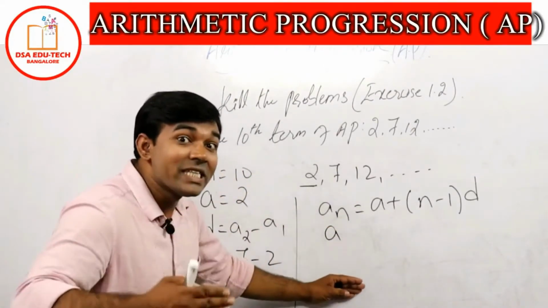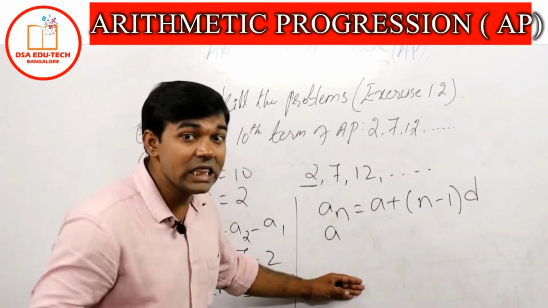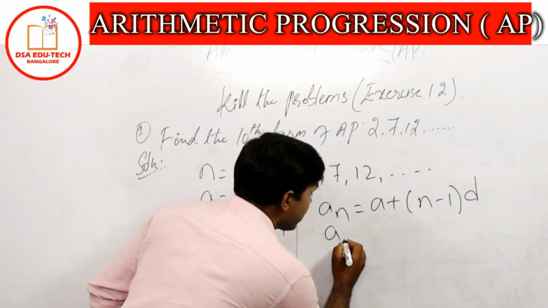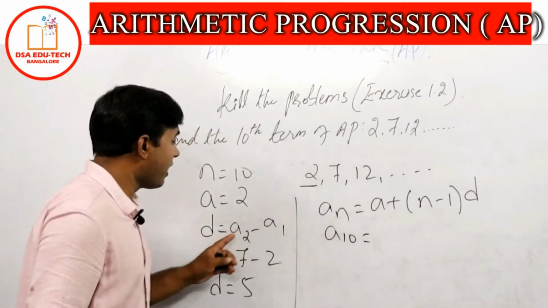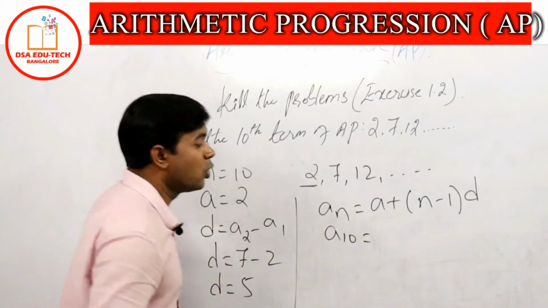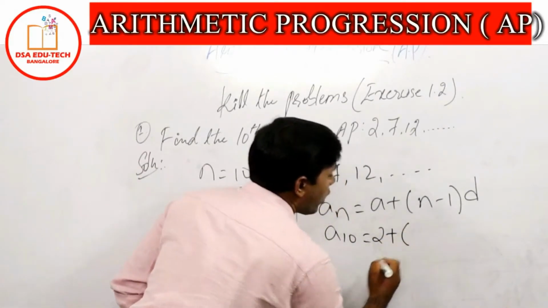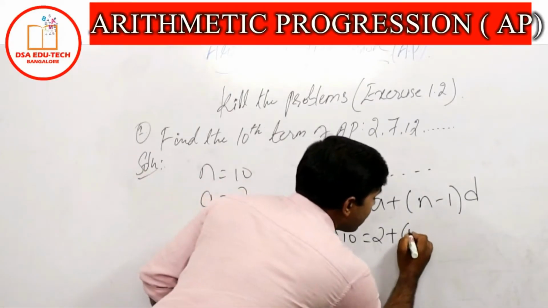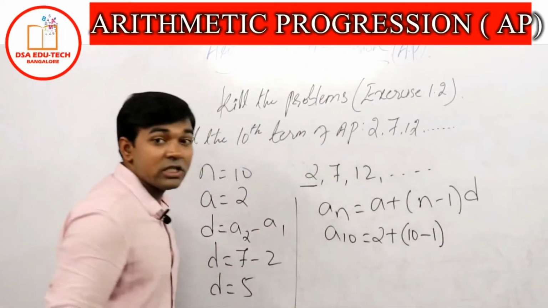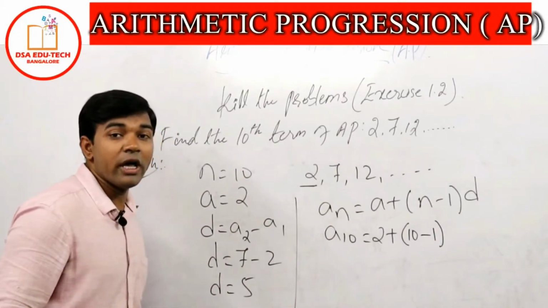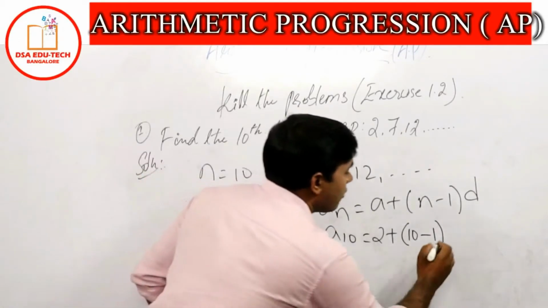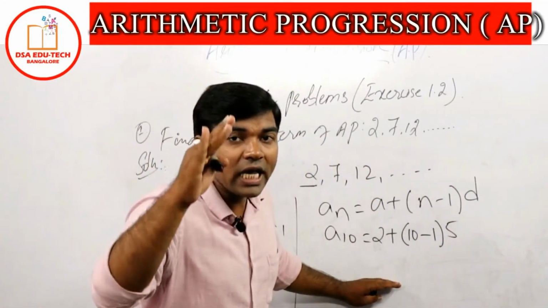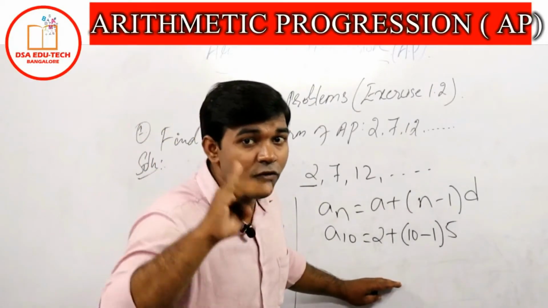Now, which term are they asking us? The 10th term. So here I will write 10. So a10 is equal to, what is the value of a? I have got 2. So I will write 2 plus, what is the value of n? I have got 10, so I will write 10 minus 1. And what is the value of D? I have got D as 5, so I will write 5. Whatever values they had given, I have substituted everything in the formula.